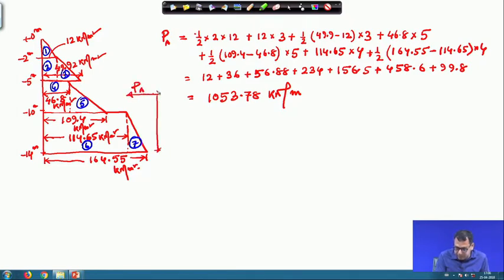Now, I am calculating the point of application of this P A from the base. So, I am calculating y bar again for the 7 parts into which I have divided this total earth pressure distribution diagram. Okay. So, this is for the first part: the force is 12 and the lever arm is 12 meter, this is 4 plus 5 plus 3 plus 2.